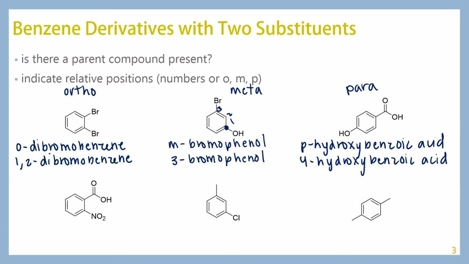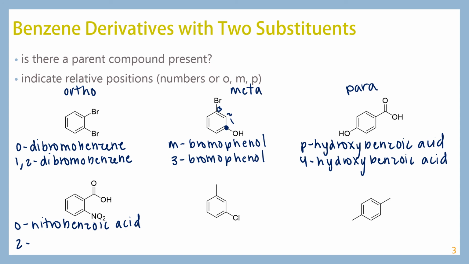Now, students always end up asking me, how do I know which one is the highest priority? The way that you know is that I'm just going to kind of tell you as we go. So benzoic acid is the highest priority of all of these substituents. So in the next one along the bottom, we have nitrobenzene and we have benzoic acid here. Benzoic acid is the higher priority. So this compound is called o-nitrobenzoic acid. Or you could call it 2-nitrobenzoic acid.